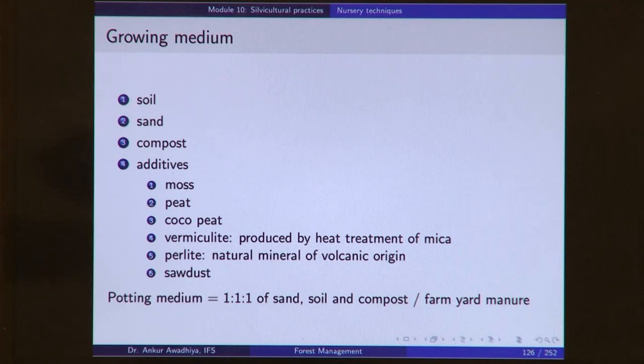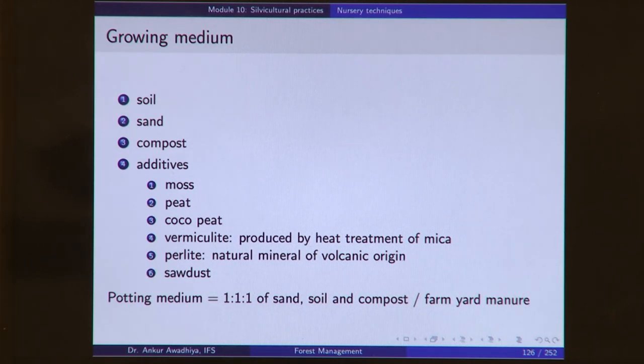Vermiculite is a substance that is produced by heat treatment of mica, and this substance is able to help the soil retain moisture, and it also changes the structure of the soil. Or we can add perlite, which is a natural mineral of volcanic origin. It is very similar to sand, or we can add sawdust. So, we can add all these different additives depending on whether we need to change the structure of the soil. So, these are the growing medium.